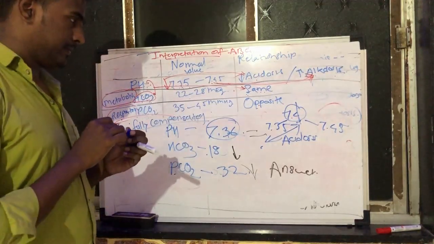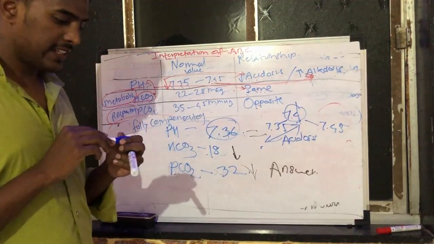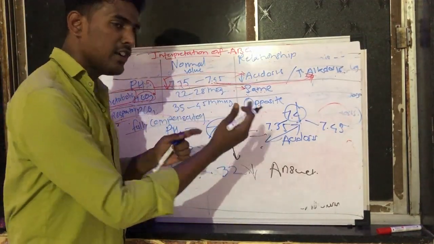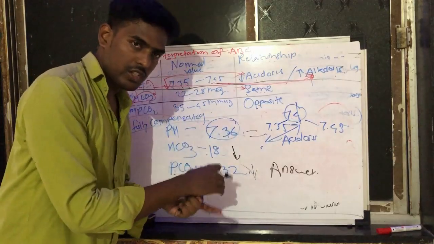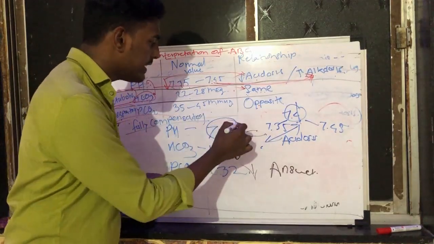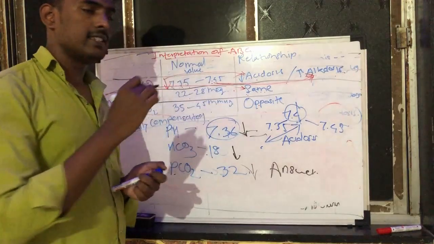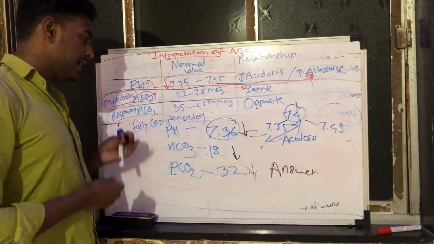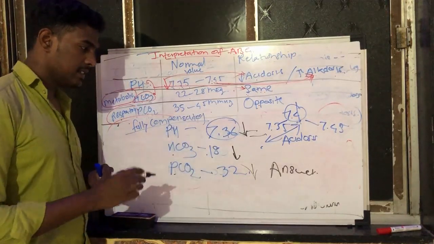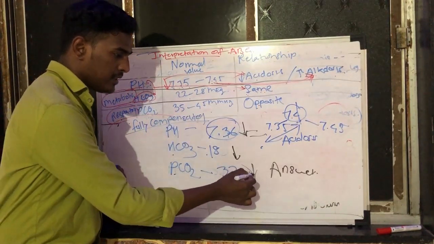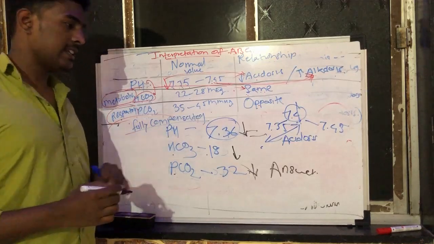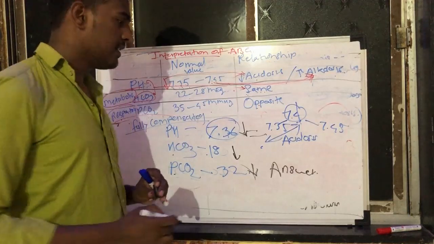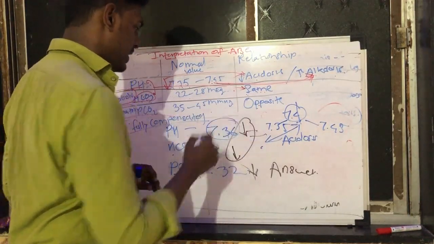What is the pH range, acidic or alkaline? It is in the normal acidic range. So we call it normal acidic range. Now answer. pH is less, HCO3 is less, PCO2 is also less. So what does the chart say? pH and HCO3 should have the same relation. Is it the same relation? Yes, it is showing the same relation.